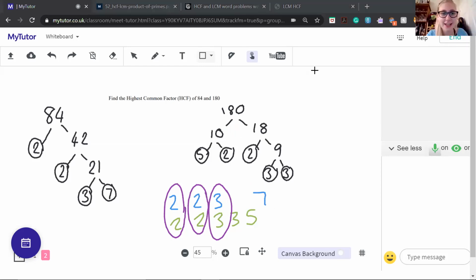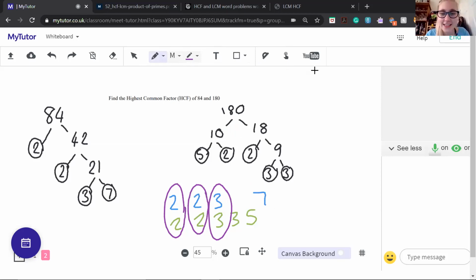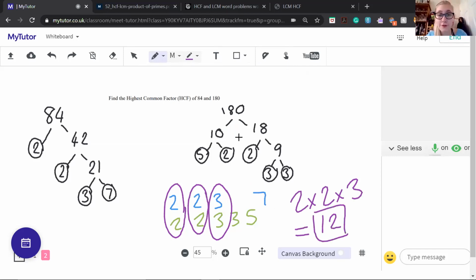So our solution, as people have quite rightly said, is going to be 2 times 2 times 3, all of those shared primes, which is 12. So 12 is the highest factor that's common to both of these numbers. Hopefully that makes sense.